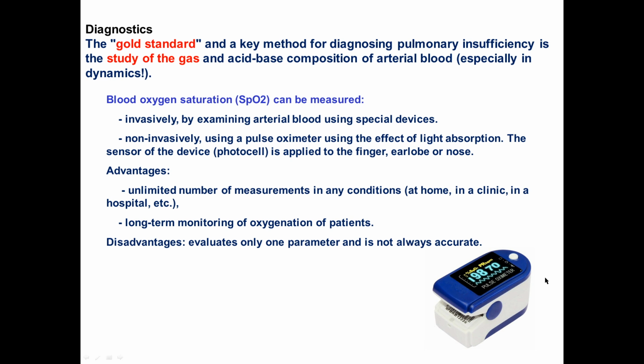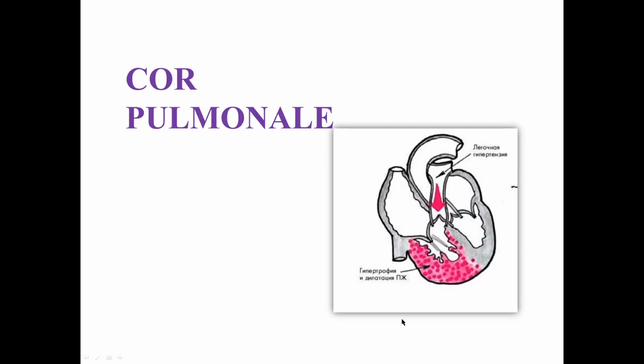You see here a pulse oximeter; the photocell sensor of the device is applied to the finger, earlobe, or nose. Advantages: unlimited number of measurements in any conditions, and long-term monitoring of oxygenation of the patient. Disadvantages: it evaluates only one parameter and it's not always accurate.